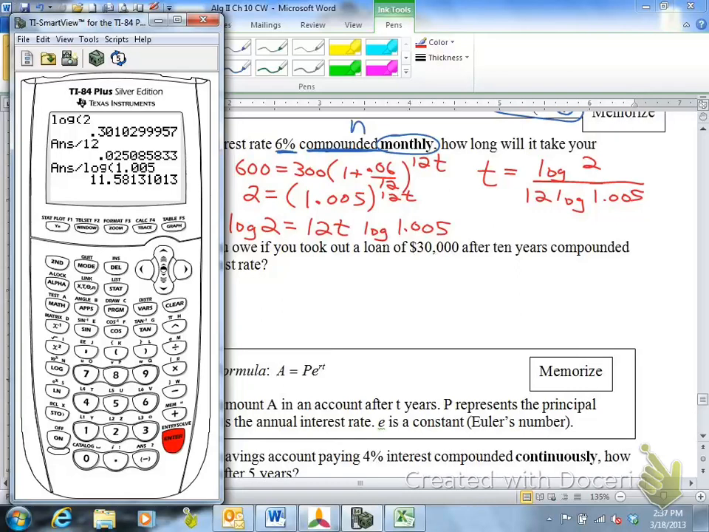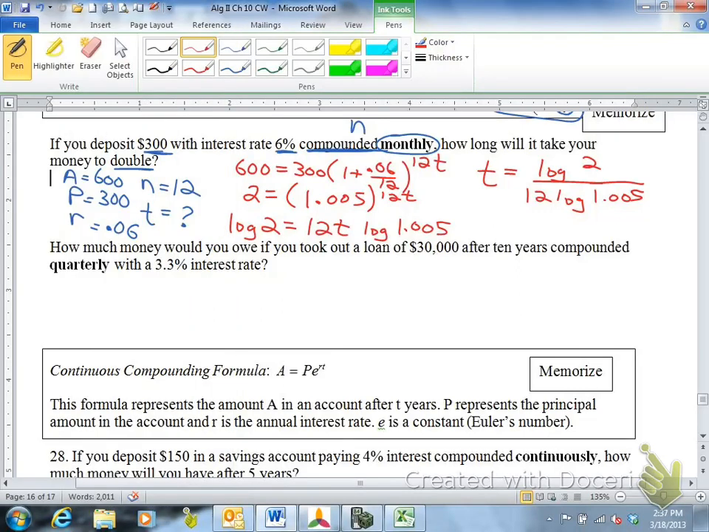So the answer to this is 11.5813, which is, you could say, about 12 years for your money to double, if you round it up.